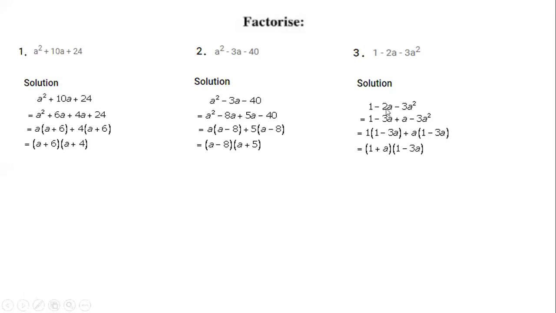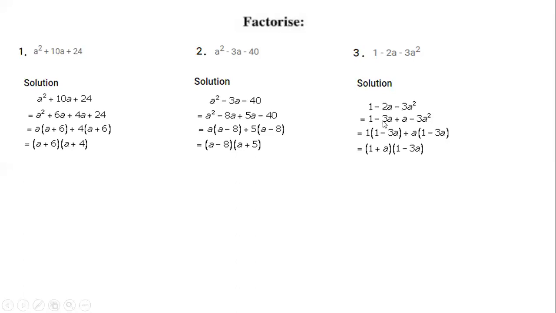See, 1 minus 2a minus 3a square. This is the coefficient of x square, coefficient of x, constant term. Now we have to split the middle term, the coefficient of x or the coefficient of a. That middle term is minus 2. We have to split this minus 2 in two parts such that the sum of those two parts must be minus 2 and the product of those two parts should be 1 into minus 3, which is equal to minus 3.